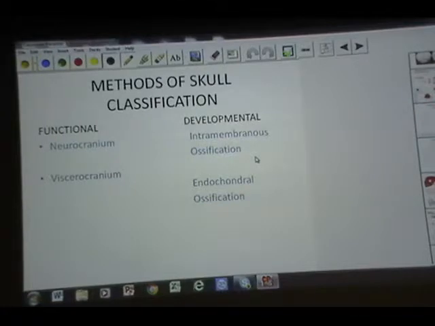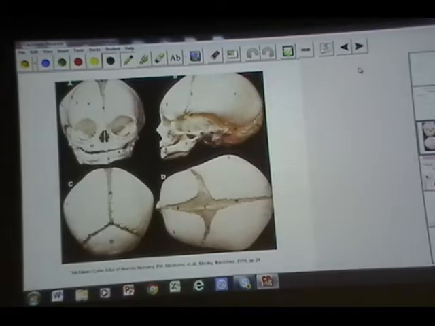Also, we can classify the skull bones in relationship to how they ossify. There are two basic ossification processes. One of those, for example, if we go back up here to our neonatal skull, and we see these fontanelles, which are now covered with some type of an acrylic to demonstrate them, because obviously post-mortem they're not going to be there.